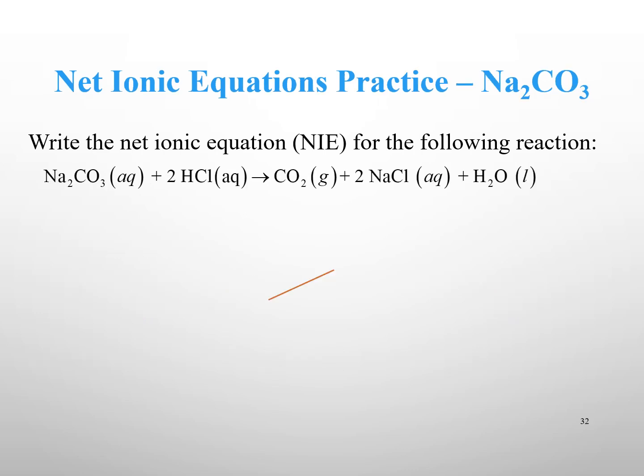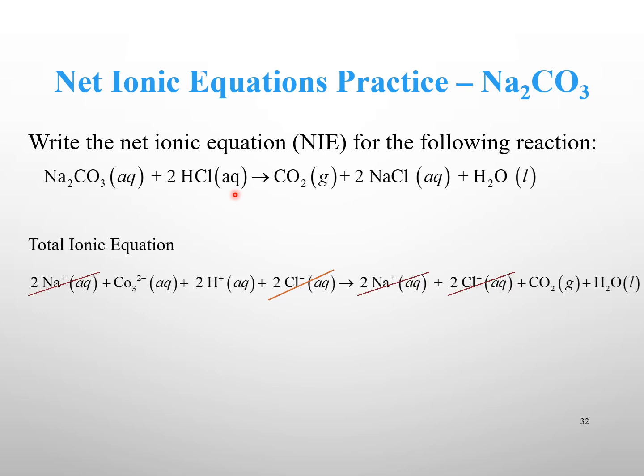Let's try one more example. Write the net ionic equation for the following reaction. So you have sodium carbonate and hydrochloric acid. You get carbon dioxide, a salt, and water. So this Na and Cl is where you get NaCl, and then carbonate will give you CO2, and then the O here will pair with the H to make water.